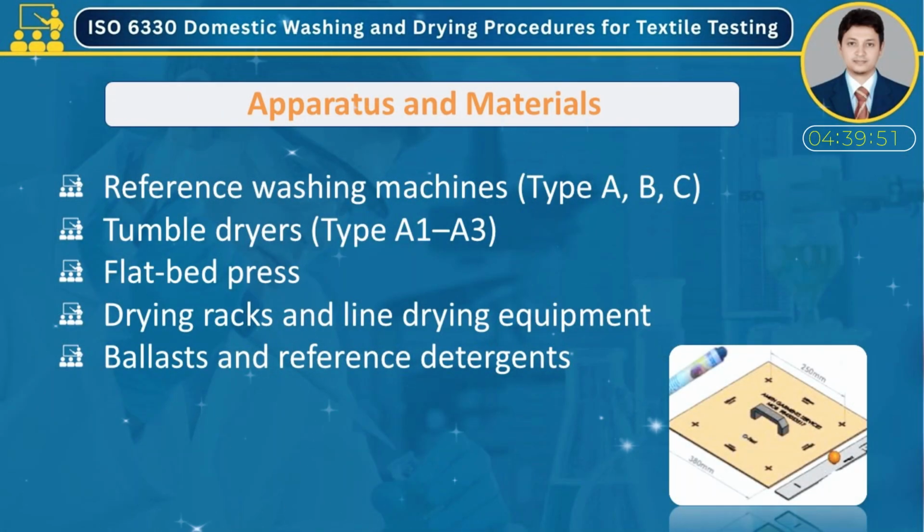Apparatus and materials. This method requires specific equipment designed to simulate domestic washing and drying. 3 types of washing machines are recognized: Type A, B, and C. Additionally, the method specifies tumble dryers, drying racks, flatbed press equipment, and textile ballasts to complete the process.